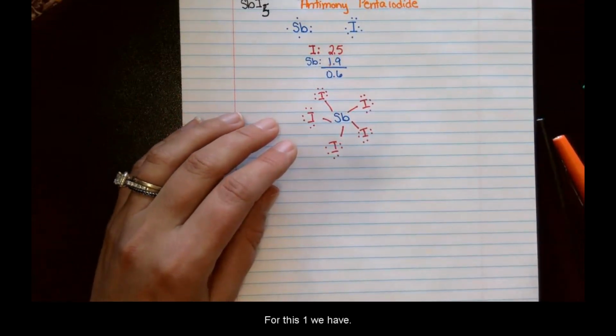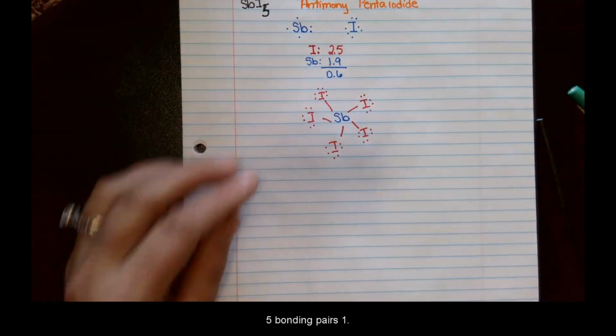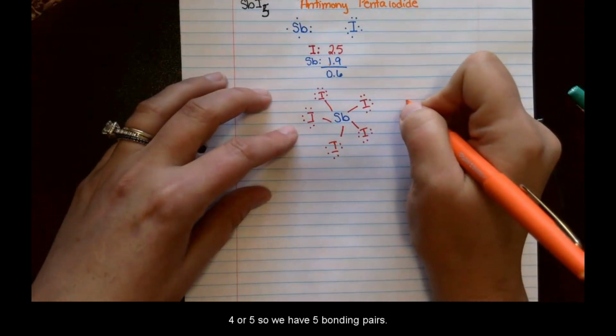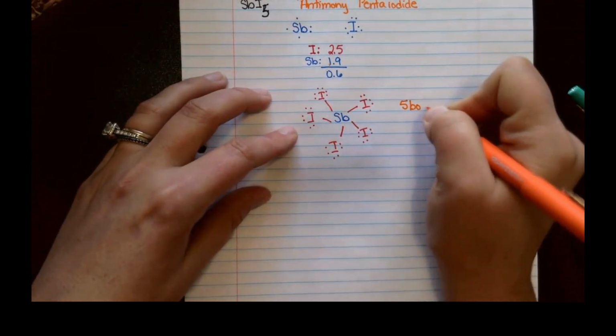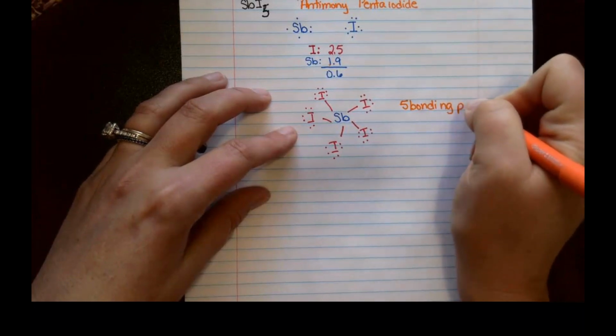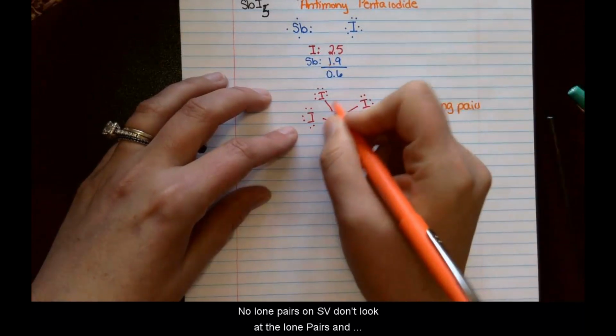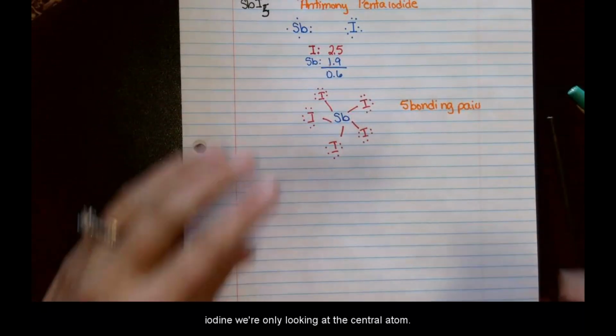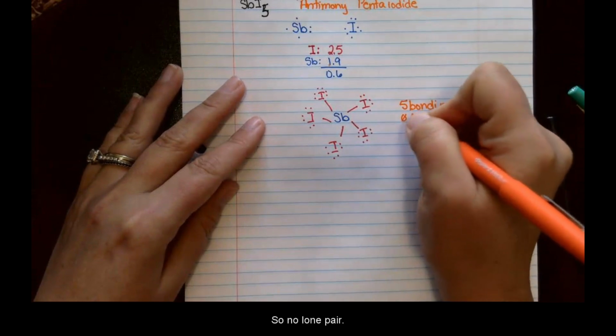For this one, we have 5 bonding pairs. 1, 2, 3, 4, 5. So we have 5 bonding pairs. There's no lone pairs on Sb. Don't look at the lone pairs on iodine. We're only looking at the central atom. So no lone pairs.